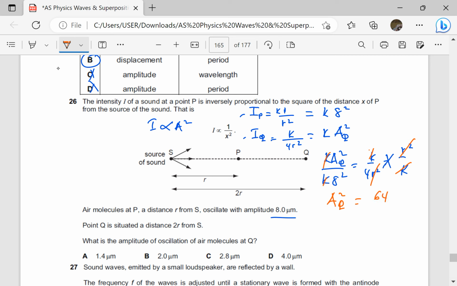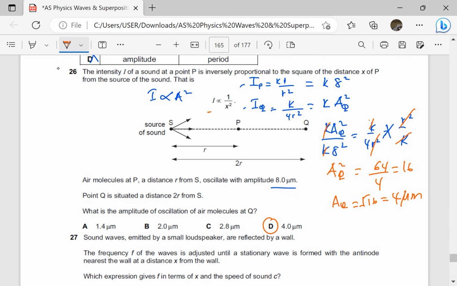64 divided by 4, which gives us 16. Then I find a square root. So AQ is going to be the root of 16, which is equal to 4 micrometers. So the answer is going to be D.